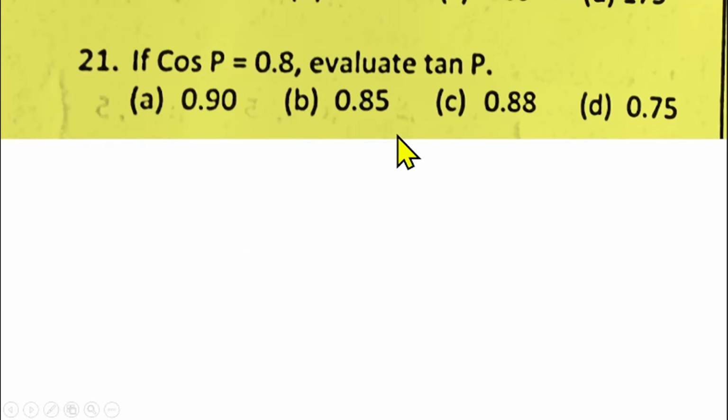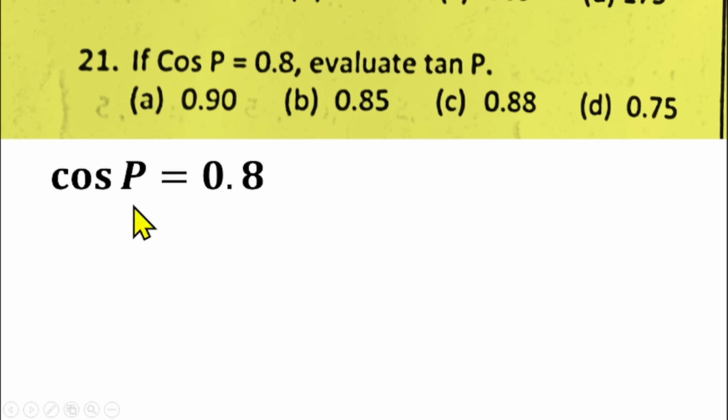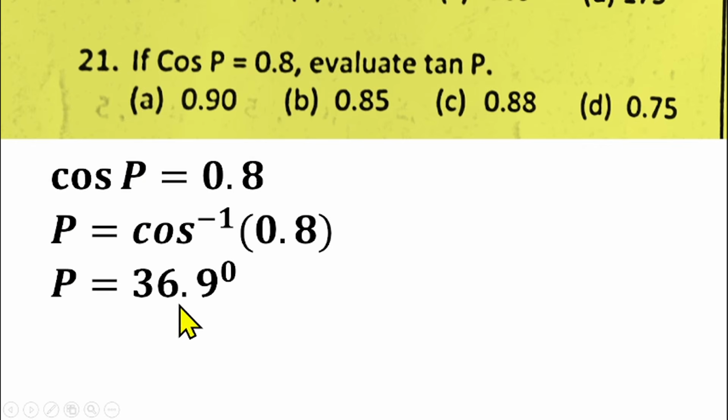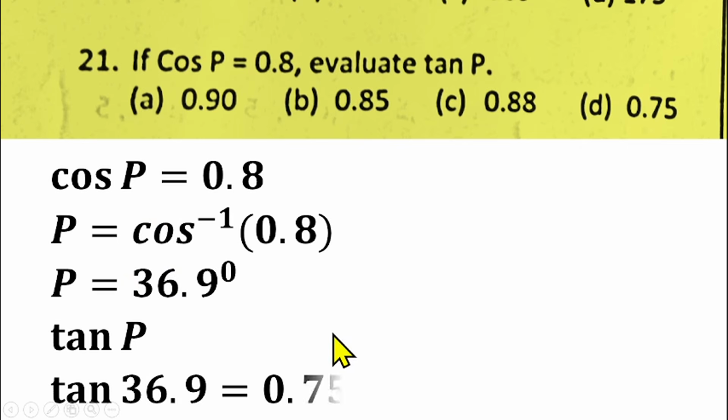Question number 21 is from trigonometric ratio. If cos P is 0.8, you have to evaluate tan P. This can be done in a couple of ways, but the easiest way is to find the value of P, which you can then put into tan P. So if cos P is 0.8, you can find P by finding the cos inverse of 0.8, and that will give us 36.9 degrees. Now you can find tan P, which should be tan 36.9, and that gives us 0.75, which makes option D the right answer for question number 21.